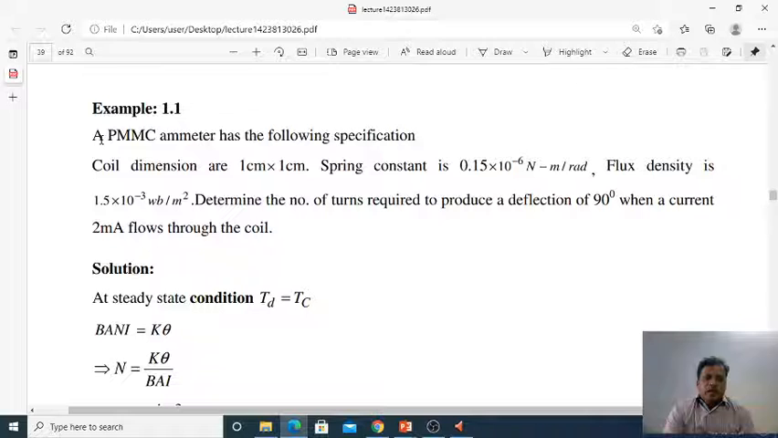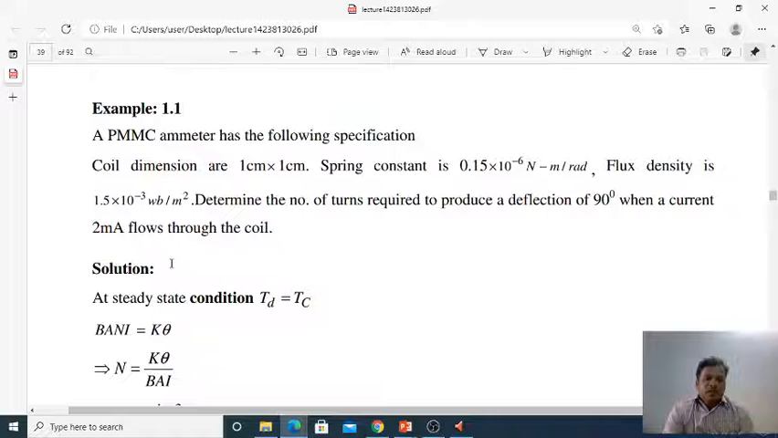So here is an example. A PMMC ammeter has the following specifications. The coil dimensions are 1 centimeter by 1 centimeter and the spring constant is 0.15 into 10 to the minus 6 Newton meter per radian. The flux density is 1.5 into 10 to the minus 3 Weber per meter square. Determine the number of turns required to produce a deflection of 90 degrees when a current of 2 milliampere flows through the coil.